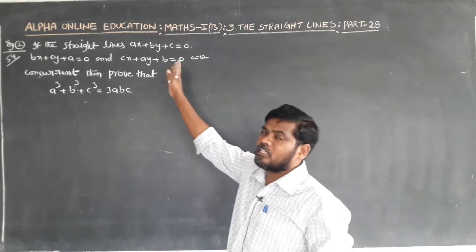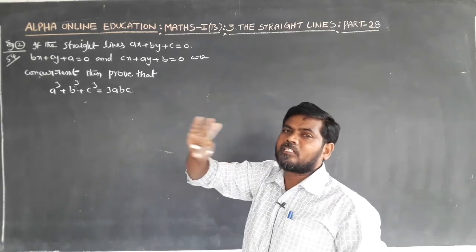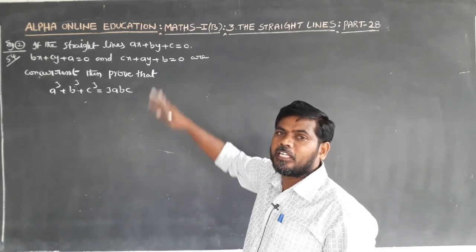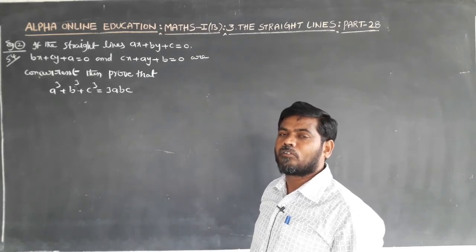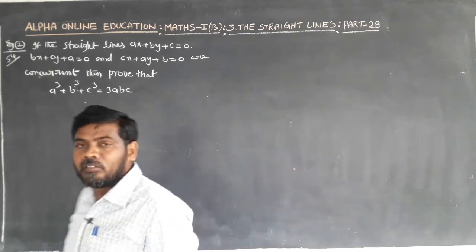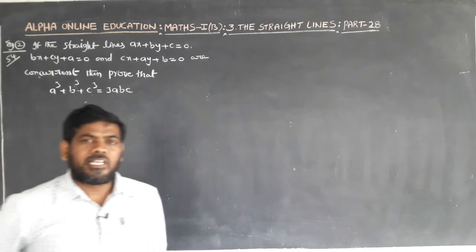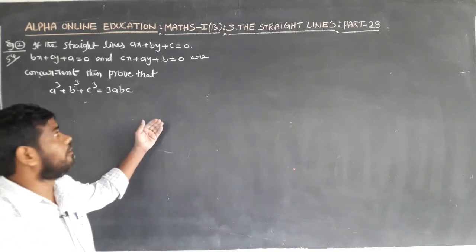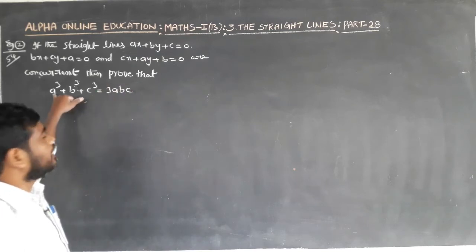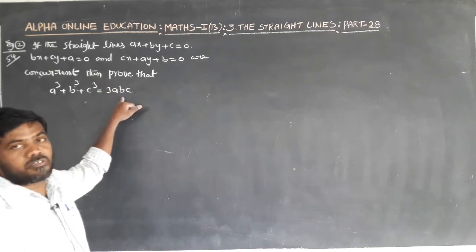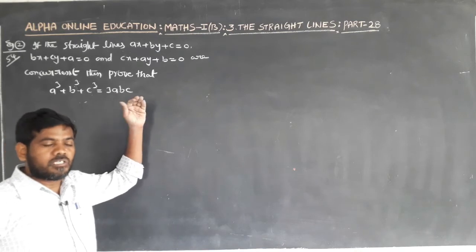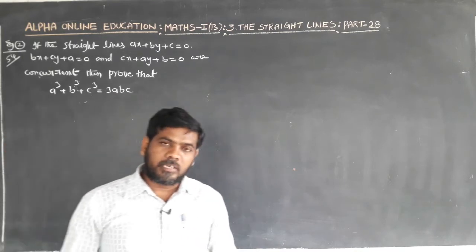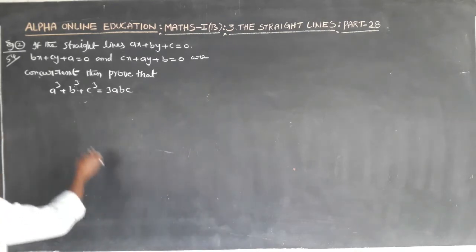If the three lines are concurrent, then prove that a cube plus b cube plus c cube is equal to 3abc. Three lines are concurrent means three lines are passing through the same point. So here we find the value a cube plus b cube plus c cube is equal to 3abc. So here, equating the determinant to 0.